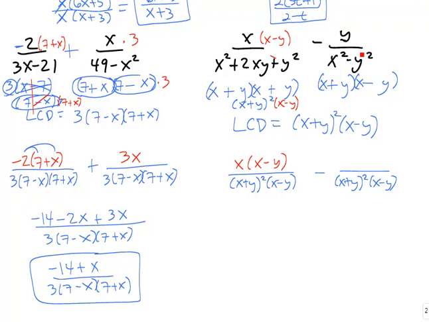For the second fraction, we have 1 x plus y and 1 x minus y. We're missing the other x plus y, because remember, we need 2 of those. So I have to multiply by that on the top and on the bottom. So my new numerator is y times x plus y.